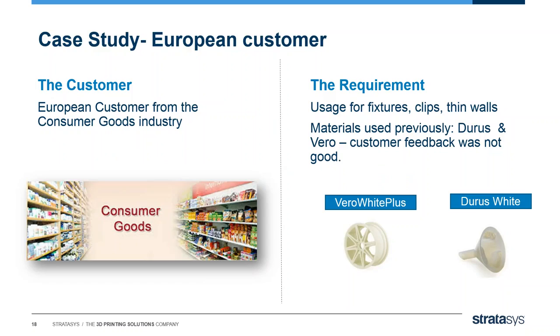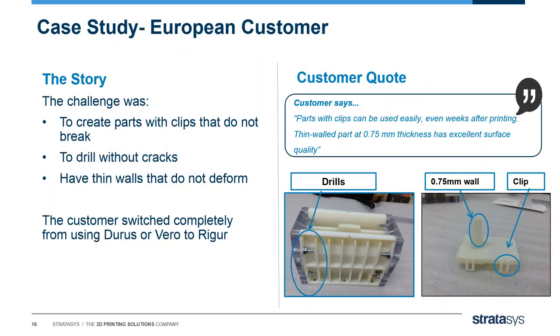So the next one is talking about a few case studies. This one is a European customer doing consumer goods, and the requirement is usage for fixtures, clips in walls. The materials previously used were Duros and Vero, but the customer feedback wasn't so good. Because, you know, Duros is a very low-temperature material and starts deforming very easily when it comes into warm environments. And sometimes Vero parts are a little bit brittle, and clip functions are not working that nice. So we have some replacements here, and here you can see another nice case study.